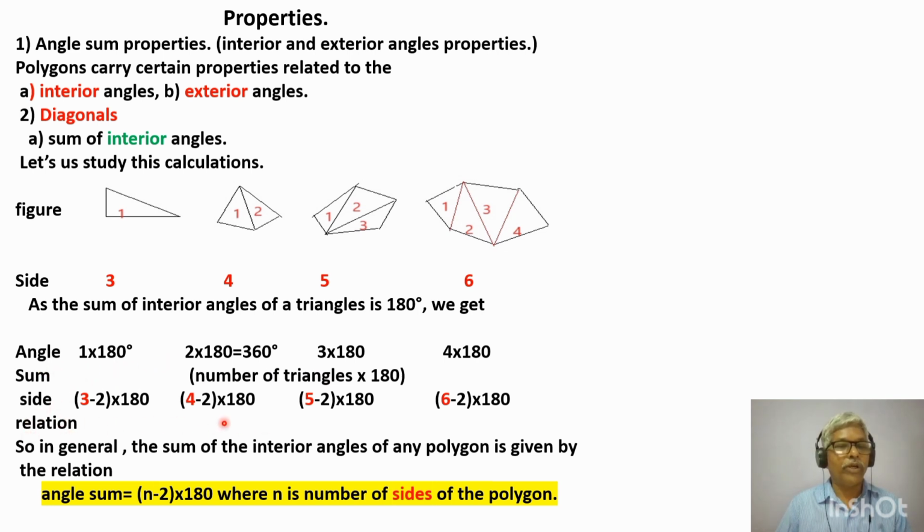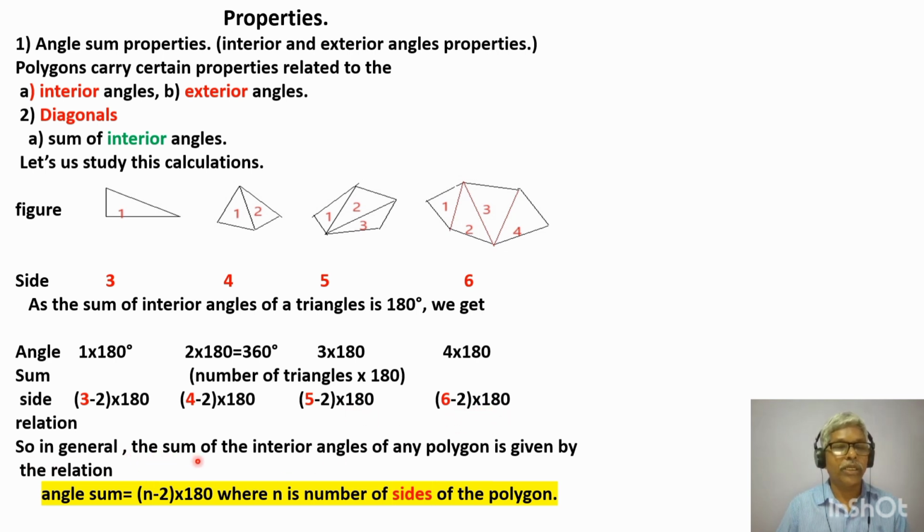So there is a common relation or common formula to find this. Okay, this is the relation. If you take this 3 minus 2, if you take number of sides and subtract 2, multiply by 180, you get this. 4 minus 2, always this 2 is constant, and take the number of sides minus 2 into 180, the sum of the interior angles. 5 minus 2 into 180, 6 minus 2 into 180.